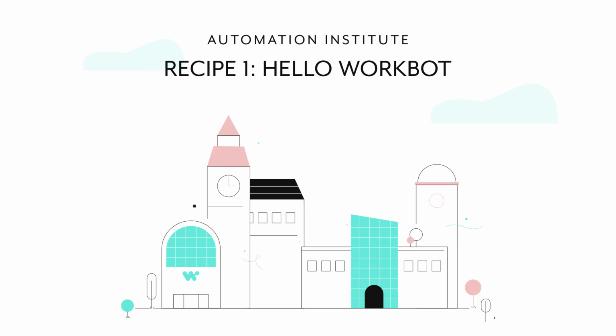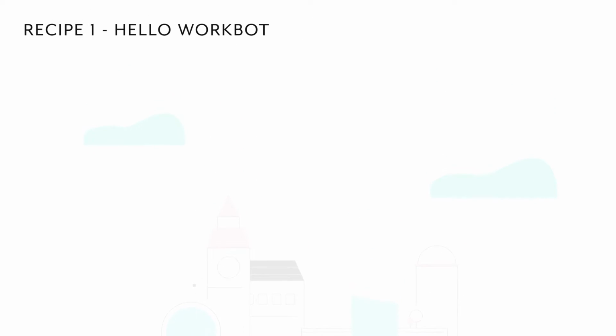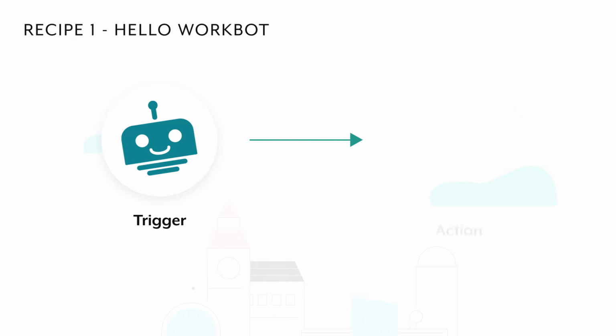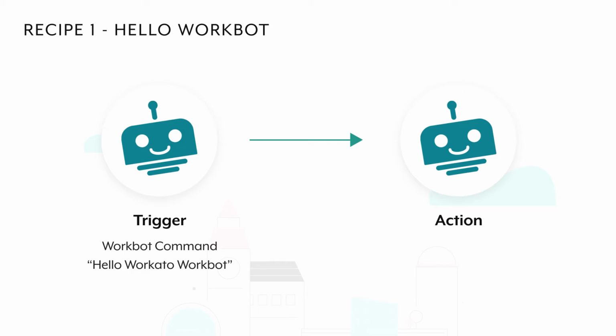Welcome to Recipe 1. Hello, Workbot. For our first Slack bot, we will build a simple bot that can respond to you based on a command. In this case, when you say, "Hello, Workato Workbot," the bot will reply, "Hello, how are you?"